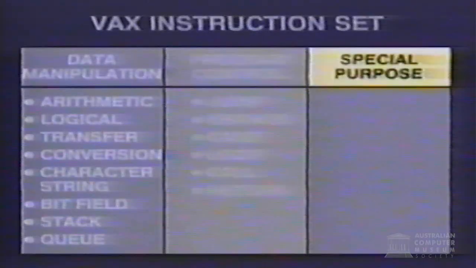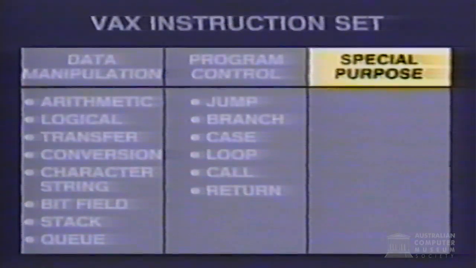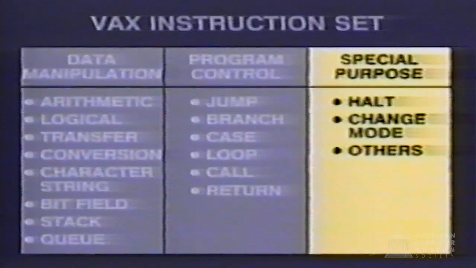The third category of instructions are called special purpose. Included in this category are instructions that can be executed only when the CPU is operating in a privileged access mode. Examples of the kinds of operations included in this category are halt and change mode. There are a number of other types as well.